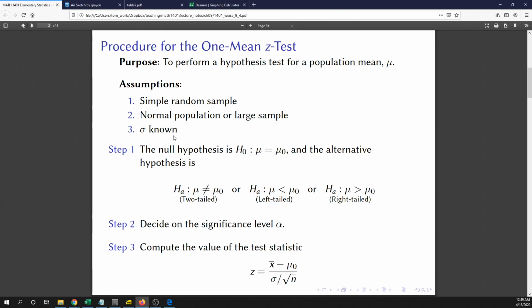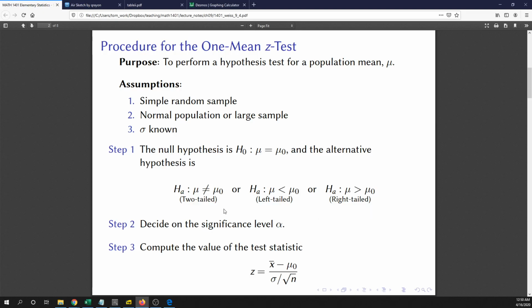Okay, so the null hypothesis is always going to have this form, H naught, mu equals mu naught, and the alternative hypothesis is going to be H sub a, and that's either going to be a two-tailed test where mu is not equal to some value, mu naught, or mu zero, however you want to say it. A left-tailed test is that mu is less than mu zero, and a right-tailed test is that the population mean mu is greater than mu naught. So those are the three forms.